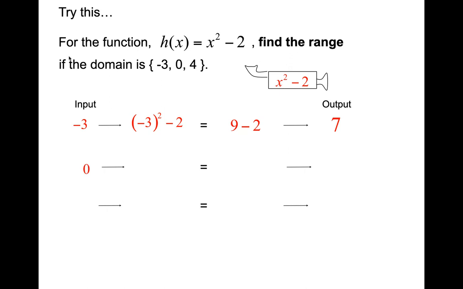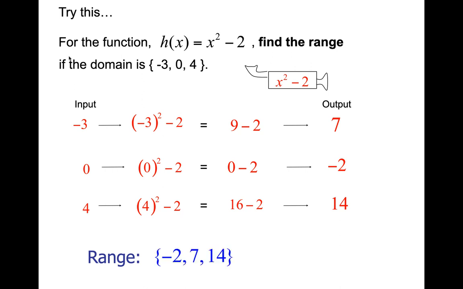Now I'm going to input 0. We're going to replace the x with 0. We're going to square it, which is 0. Subtract 2, we get negative 2. So if I input 0, I output negative 2. Now 4. We replace the x with 4. We square it, we get 16 minus 2 is 14. So I input 4 and I output 14. And so my range is negative 2, 7, and 14.